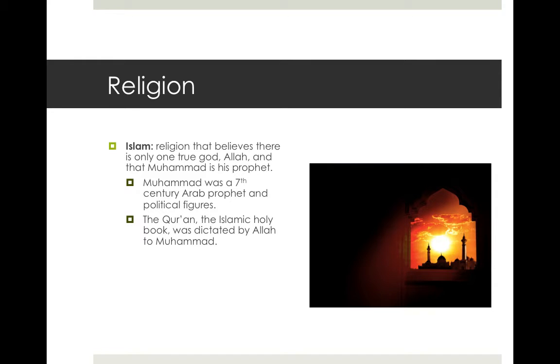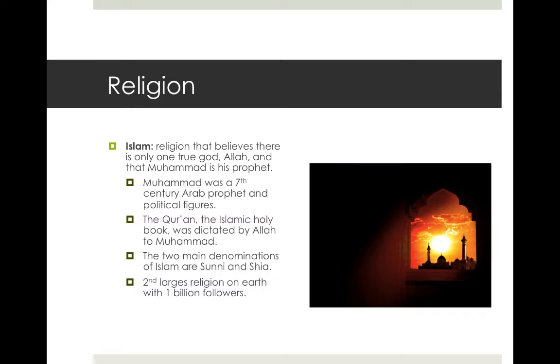The Quran, the Islamic holy book, was dictated by Allah to Muhammad, according to the followers of Islam. And the two main denominations of Islam are the Sunni and the Shia, depending upon which you believe is the true successor to Muhammad. The Sunnis believe it was Abu Bakr, who was Muhammad's father-in-law, and the Shia believe that it was Ali, who was Muhammad's nephew. And there's a great divide between these two groups on a great deal of ethnic, religious, and political strife. It is the second largest religion on earth with 1 billion followers.